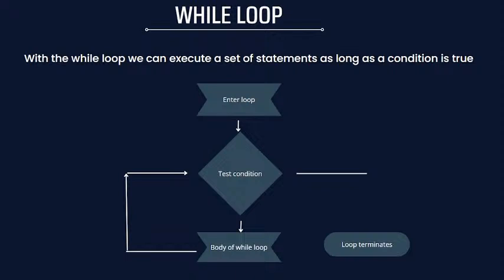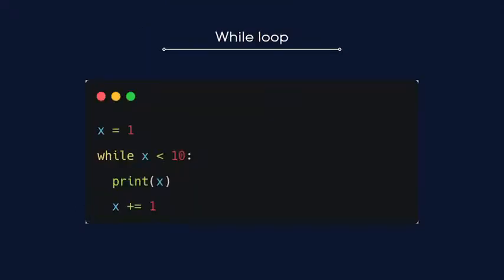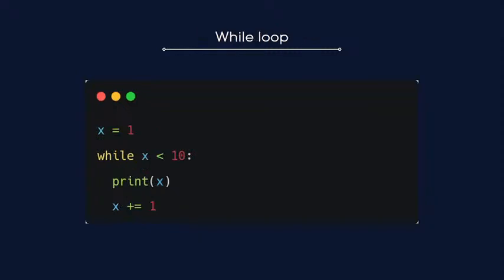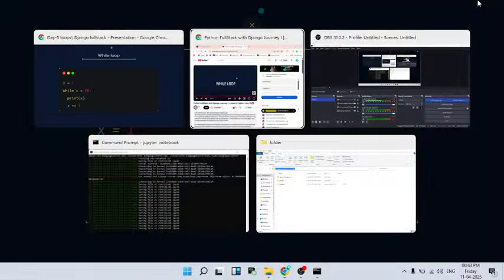Now we understand what is while loop. With the while loop, we can execute a set of statements as long as the condition is true. The while loop is basically looping again and again when the condition is true. Okay, let's go and see the while loop.